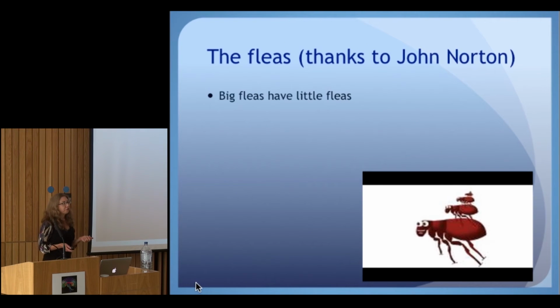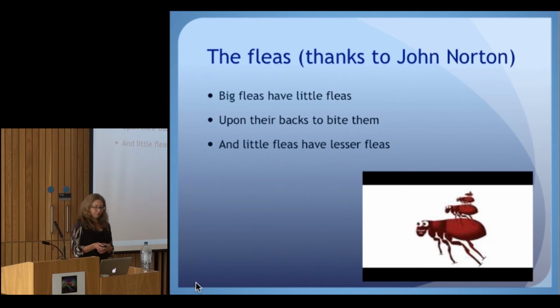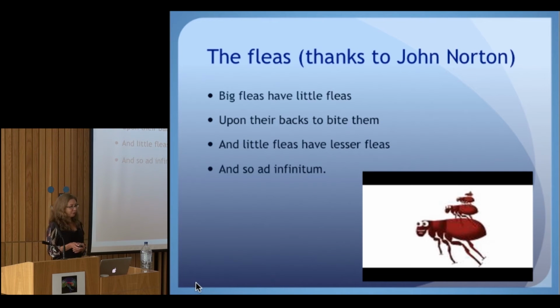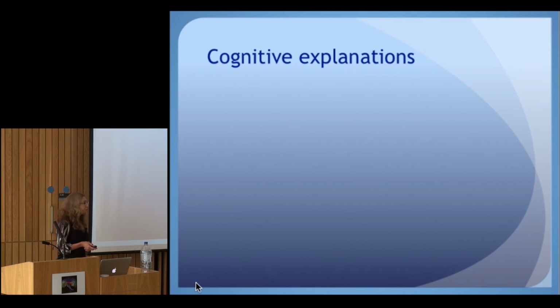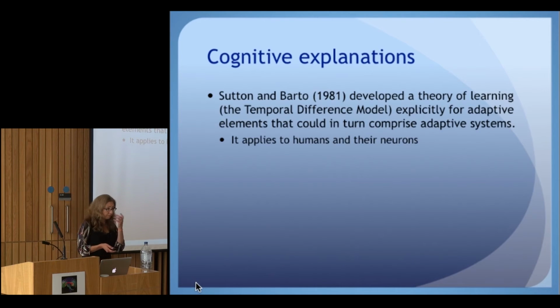So there's a famous poem. This was pointed out to me by John Norton. Some of you may have heard this. Big fleas have little fleas upon their backs to bite them, and little fleas have lesser fleas, and so ad infinitum. And you can do this with whorls as well in physics, but you get the point. This also occurs, I should say, in cognitive explanations. I won't go into this in detail here, or at least maybe not until Q&A.